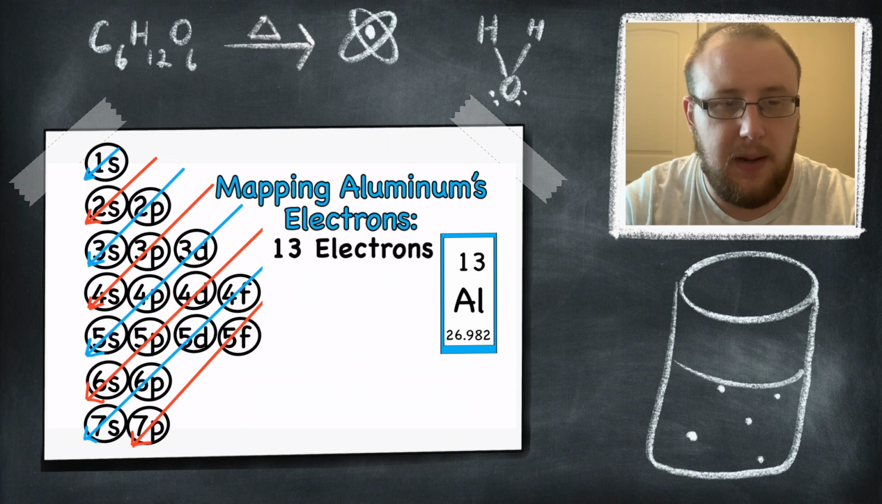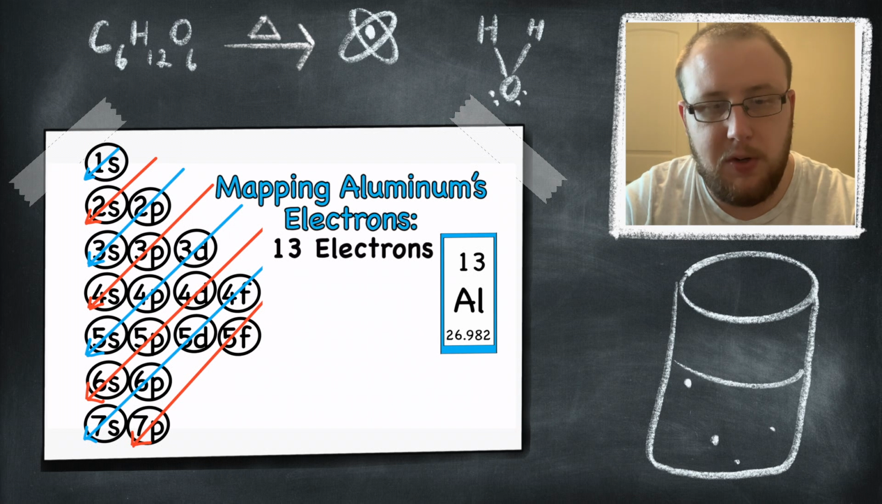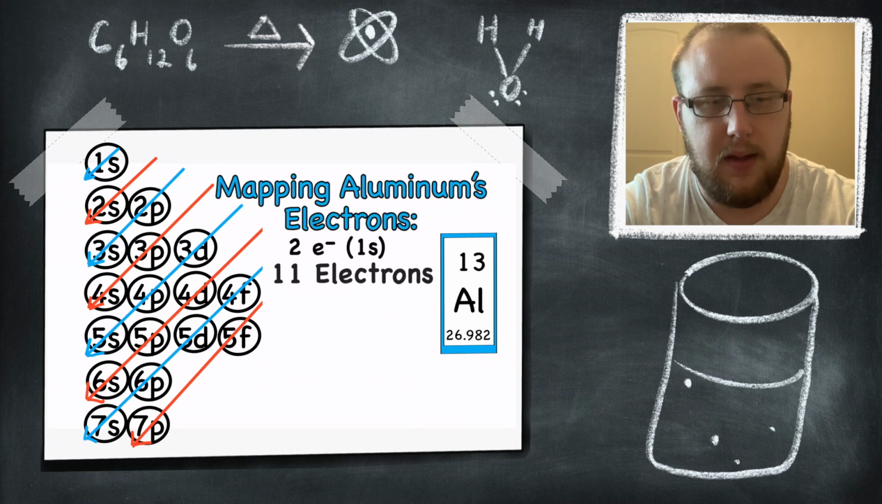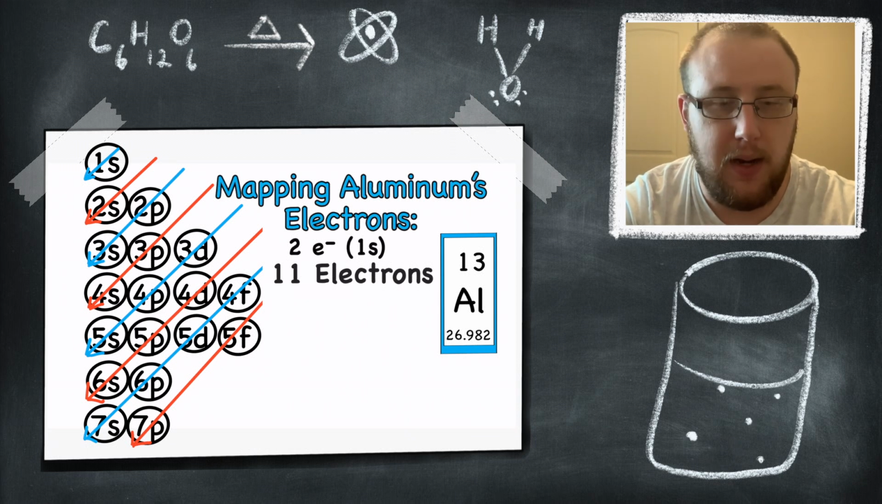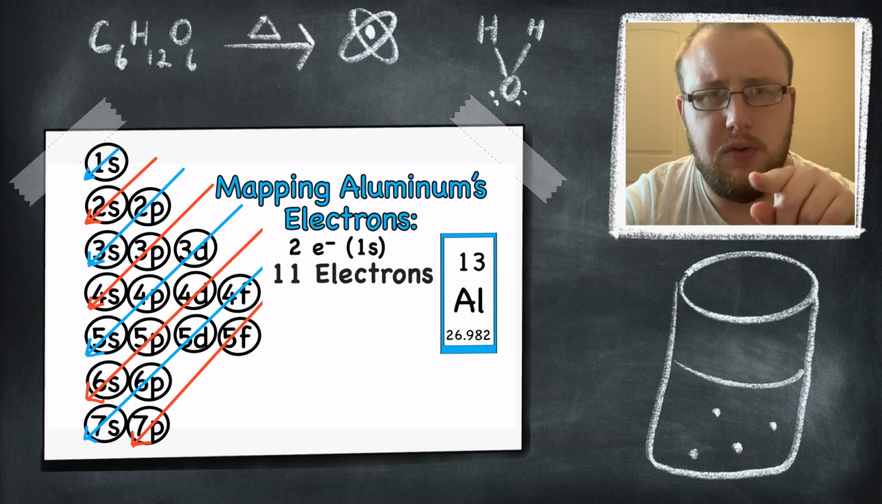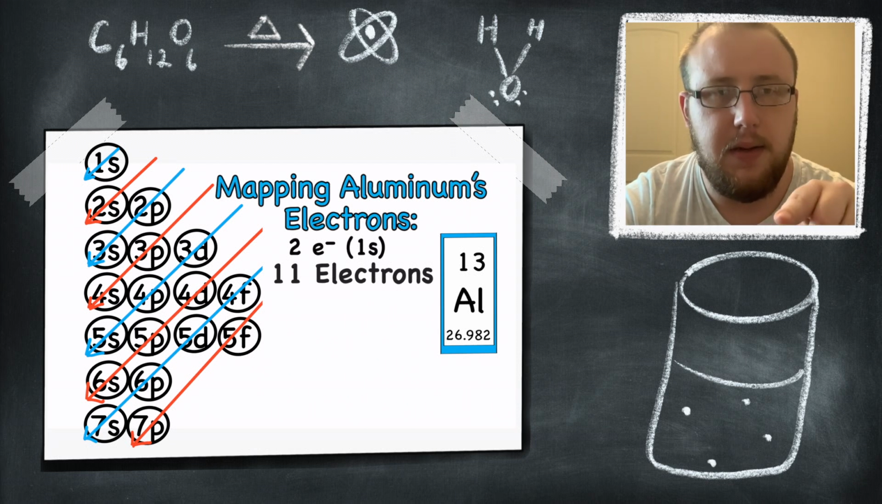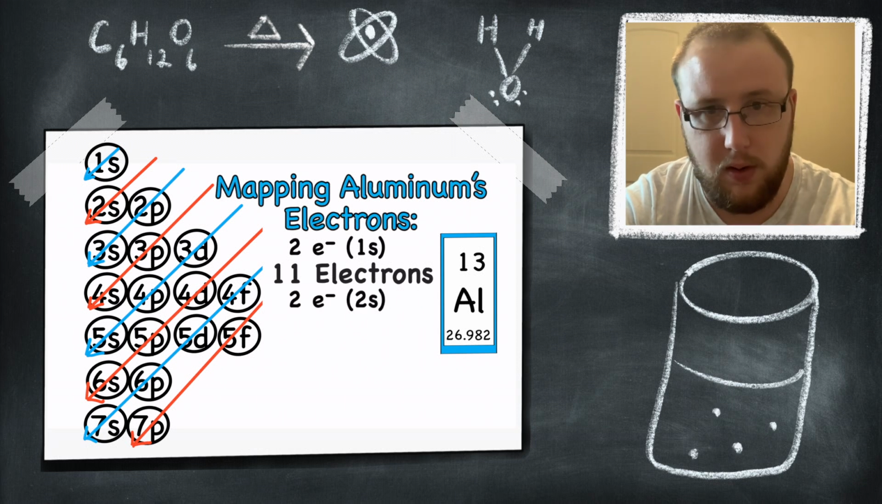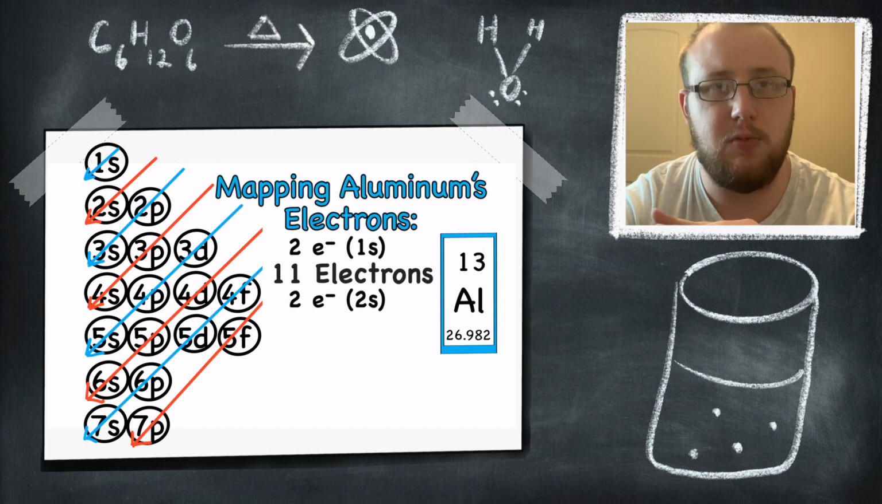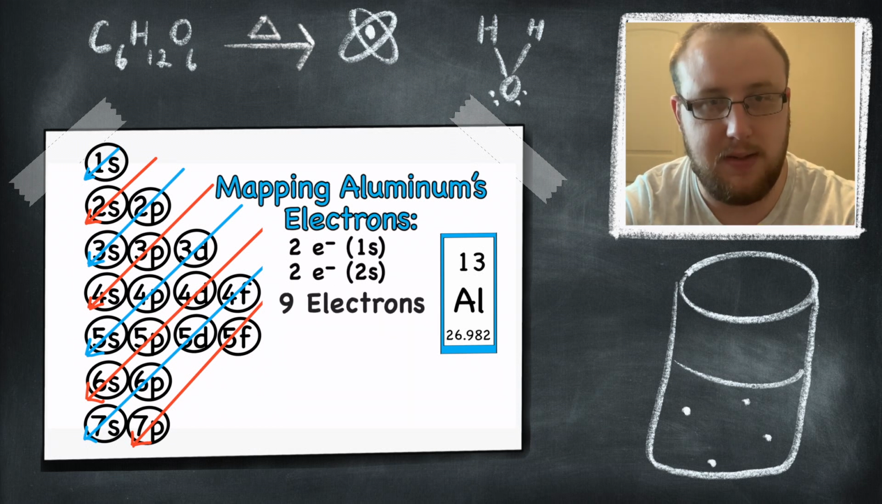Okay, so we start up at our top, at our s orbital. Our s orbital, 1s, can hold 2 electrons. So s holds 2, so we've gotten rid of 2. Now that gives us 11 electrons to deal with. Okay, so we're at 13, we minus 2 for the 1s. Now we're going to go down to 2s. Okay, 2s has 2 more, so now we've gotten rid of 2 more. So we had 13, we subtracted 2, then we subtracted 2 more. Now we're at 9 electrons.